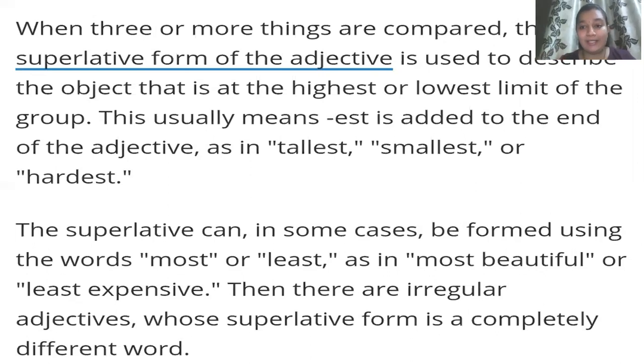Similarly, there are some adjectives for which we cannot add suffix est. In those cases, जैसे हमने comparative में देखा है कि जिसमें हम er या ier नहीं लगा सकते, we add word more or less before it. Similarly, in superlative, when such kind of adjectives are there with which we cannot add suffix est, we add word most or least before the adjective. For example, most beautiful or least expensive.